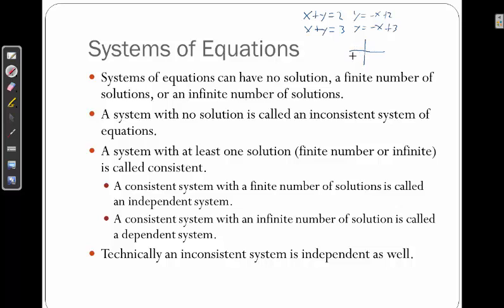You look at their graphs, they would be parallel lines. Parallel lines have no intersection by definition. So it's impossible to have a solution, because a solution would have to be a common point on both graphs. An infinite number of solutions would be if it's literally the same line.